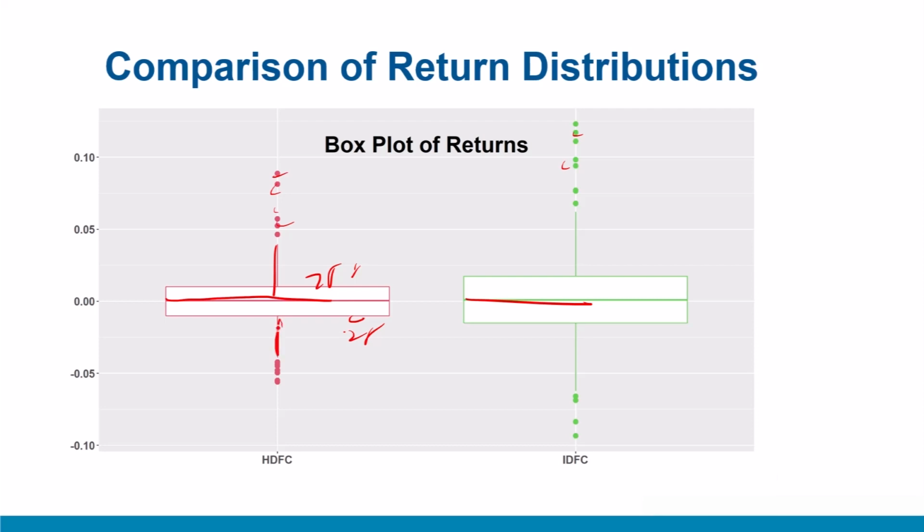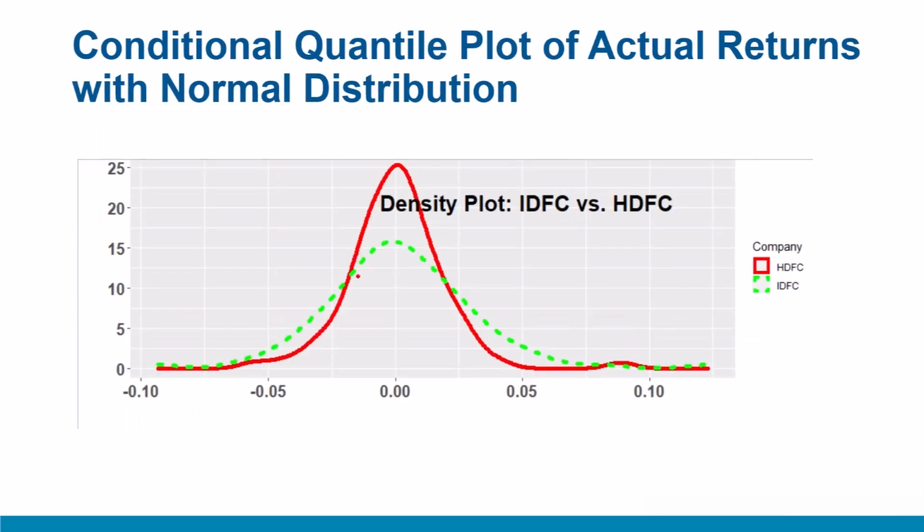These whiskers are the interquartile range beyond the 75th percentile, 1.5 times IQR above and 1.5 times IQR below. And these dots are the extremities. As you can see here, IDFC has more extreme returns, but we'll examine this in more detail. Again, the density plot also shows that the green curve has more extreme upper tails. So this confirms our box plot.